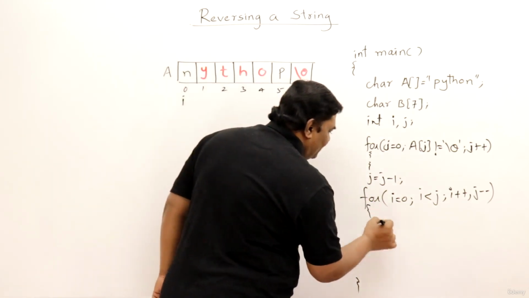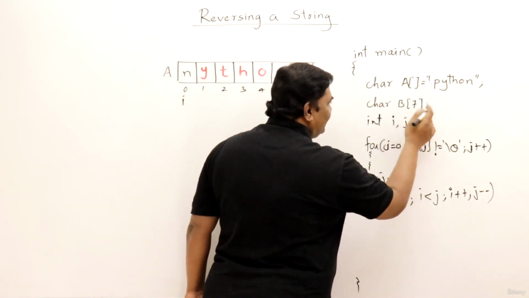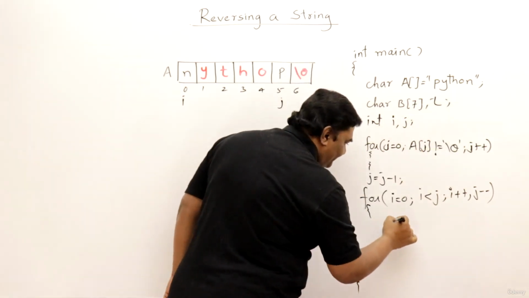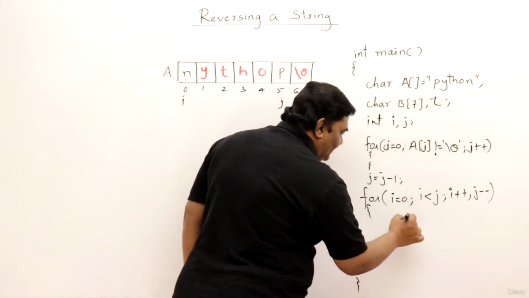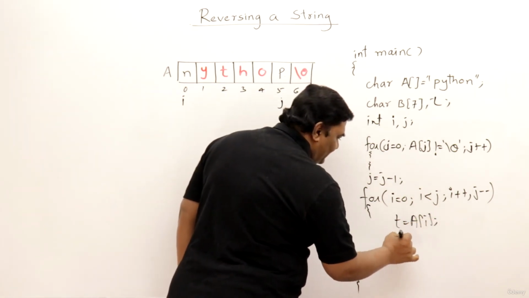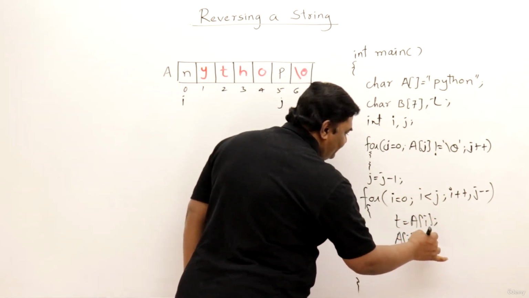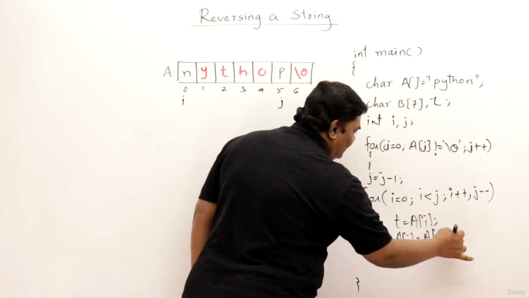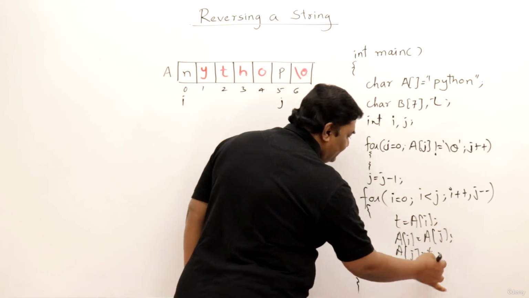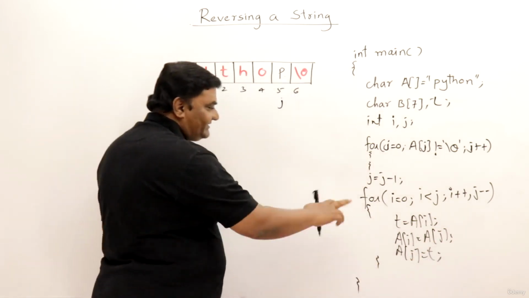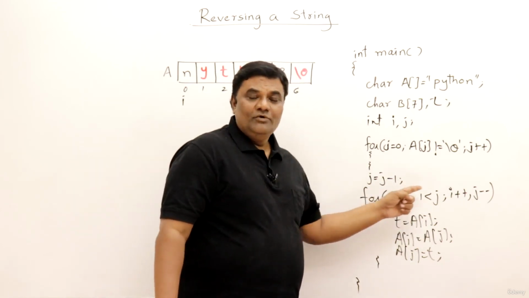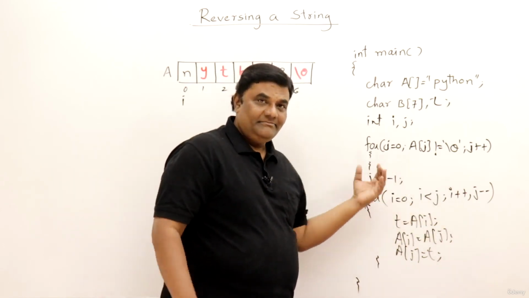So for swapping, I need some variable. Let us take a character type variable t, and with the help of this t we will exchange. A of I value is exchanged with A of J. So first of all take it in t, then A of I assign A of J, right? Then A of J assign with t. So this for loop will exchange the two alphabets and then increment I and decrement J.